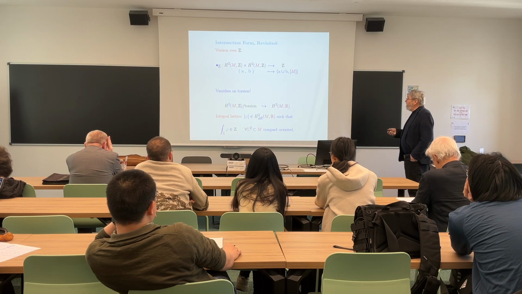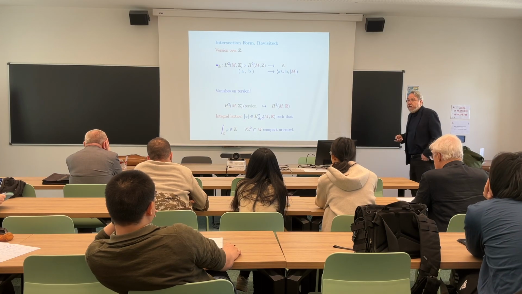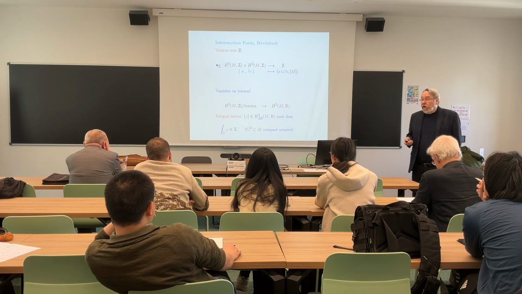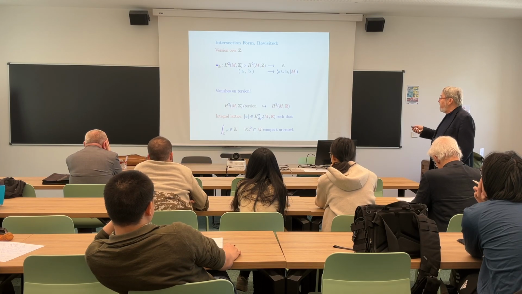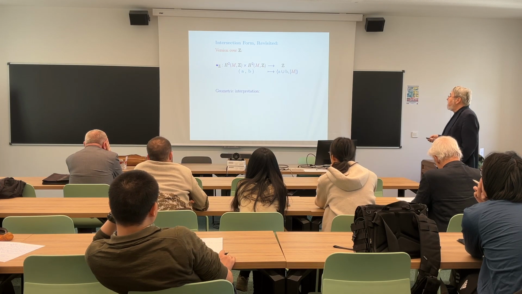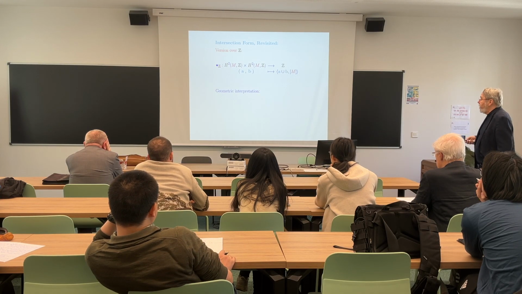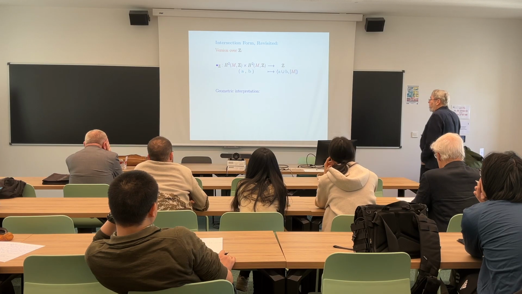But the surprise, if you thought about it that way, it wouldn't be obvious that this map would actually take integer values. In fact, Poincare duality tells you a little bit more. If you write down a matrix that represents this modulo torsion, and we'll come to that in a moment, it turns out to be a unimodular form.